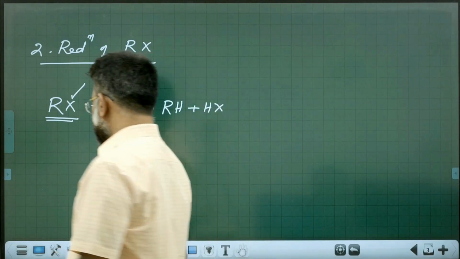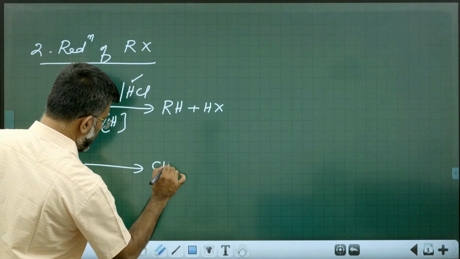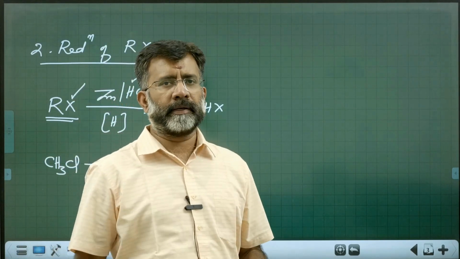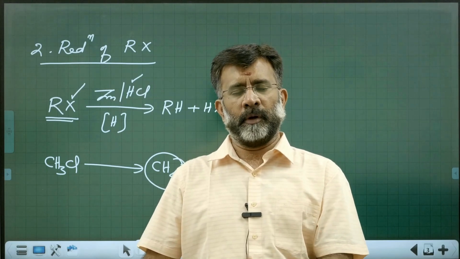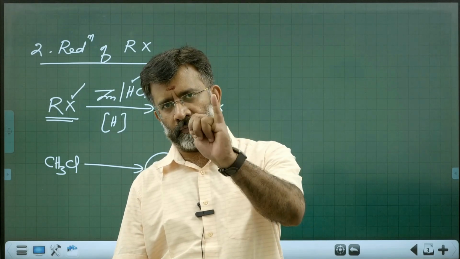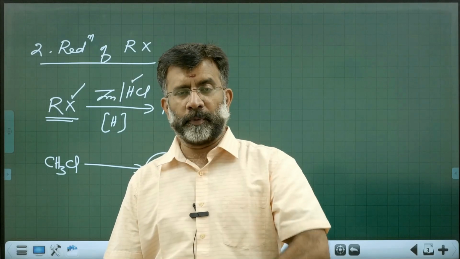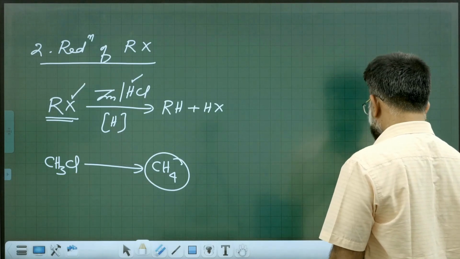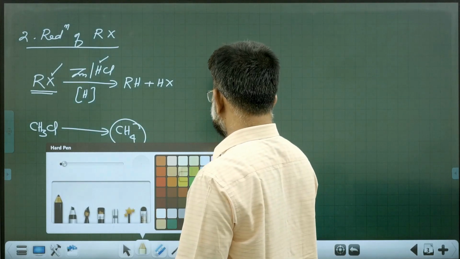For example, if you take CH3Cl, you will get CH4. Except fluoride, alkyl halides, chloride, bromide, iodide can be converted to the corresponding alkane. So catalytic hydrogenation, number one. Reduction of alkyl halide, number two. A very popular reaction, many of you remember, Wood's reaction. Number three, preparation of hydrocarbon alkane by alkyl halides, Wood's reaction.